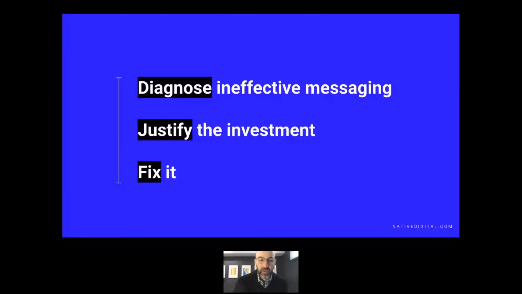So what we wanted to talk about with the time we're going to spend here today is how do we diagnose if our messaging is ineffective? How do we justify the investment, which I believe is a big piece of this? If you don't have budget and time and resources to address your messaging, you're probably always going to struggle with it. It's always going to be that thing that's taken for granted and is the last thing you look at. So we have to really be able to justify the messaging.